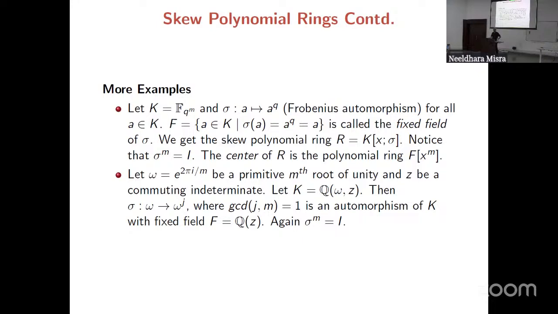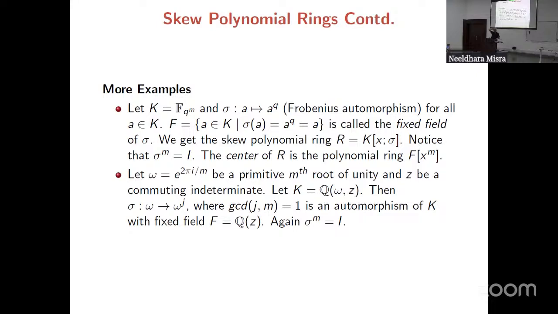Here is another construction. This is the one that I'll use later as well. You take the rational numbers, attach a commuting indeterminate z to it, and also the mth root of unity omega, that is K. So K is this finite extension of Q(z). F is the fixed field. The automorphism sigma simply maps omega to omega^j, where j is something that's relatively prime to m.